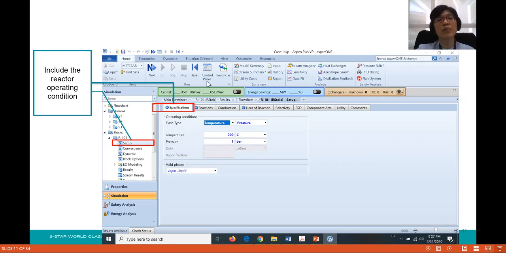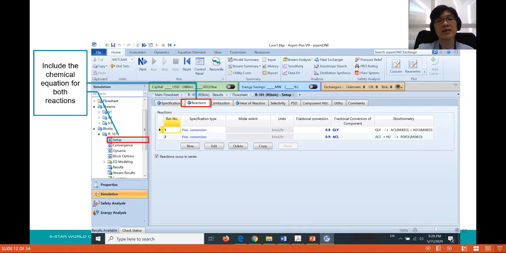Of course, to move on you have to click the next button if you don't know where to go. This page is for you to include the reactor operating conditions. It's the same as the feed, 200 degrees C and 1 bar, and the valid phases here, as we analyzed just now, are vapor-liquid, right?